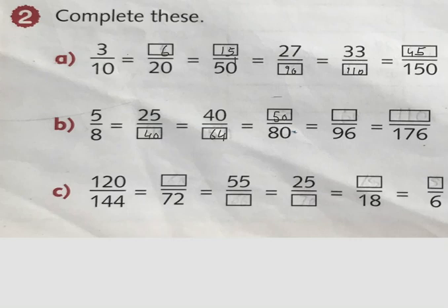Okay, the next number we have is 96. So find a number which we multiply with 8 and it gives us the answer 96. So we know that 8 twelves are 96. Multiply this 12 with the numerator 5 also. So 5 twelves are 60. The last number we have is 176. So find the number which we multiply with 8 and it gives us 176. We know that 8 22s are 176. So multiply this 22 with the numerator also. So 5 22s are 110. I'm sure you got the questions.